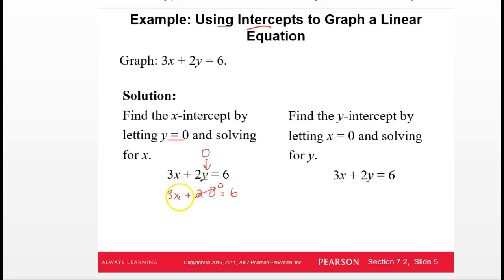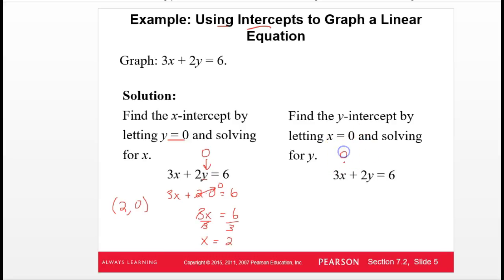So I end up with just 3x equals 6, right? 3x plus 0 is just 3x. And then I divide both sides by 3. And I'll end up with x equals 6 divided by 3, which is 2. So x equals 2. Now, what I'm saying is when y is 0, x is 2. So what's the point? The point is 2, 0. So that's the x-intercept. All right, now I'm going to let x be 0.